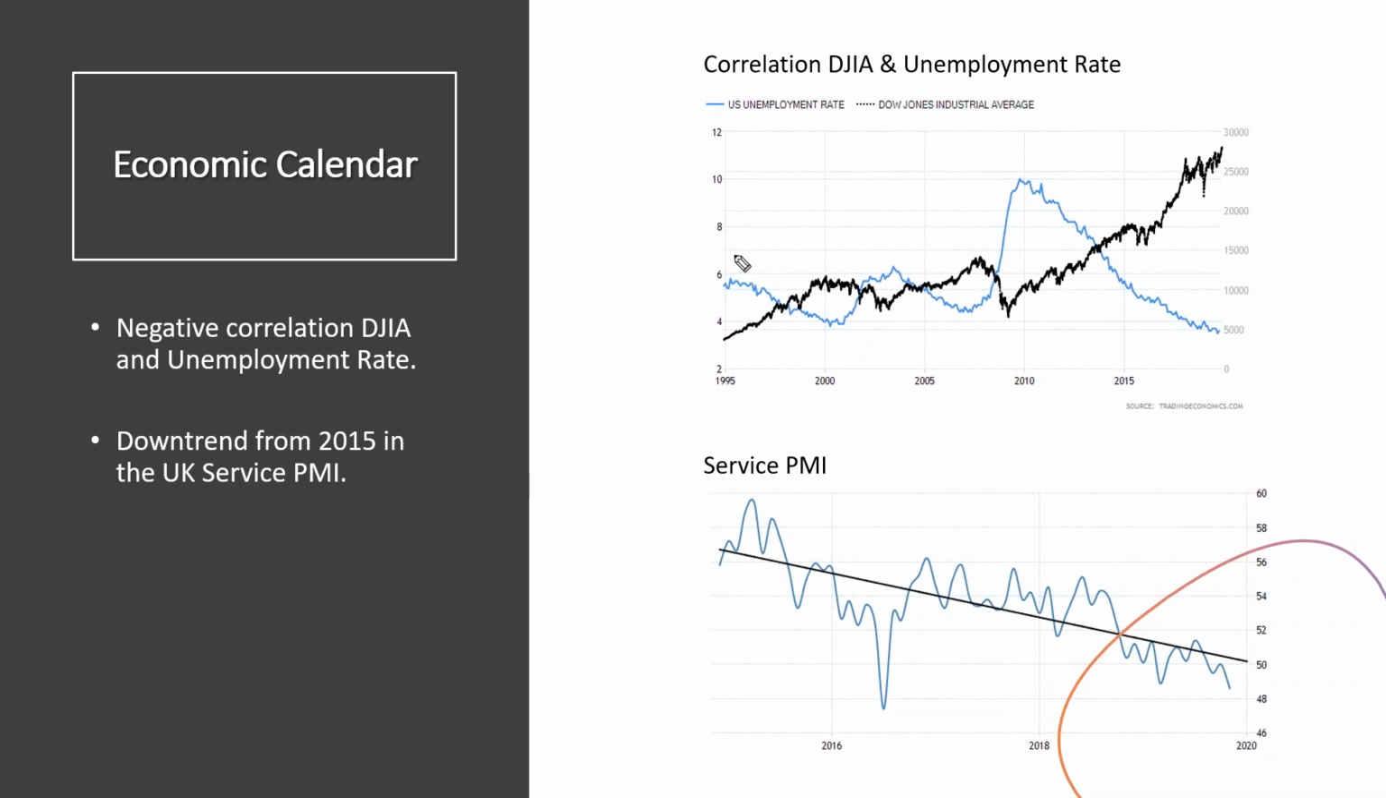So we see the gold moving down, the Dow Jones moving up, down, up, up, down, up, down, up, down. It's a negative correlation. When the Dow Jones goes up, gold goes downwards. And at this moment the unemployment rate in the US is at a historic low, and has been at this historic low for a long time.